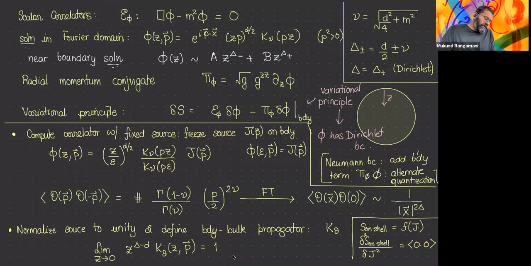So you can just write down an appropriate propagator that propagates you from a boundary point into the bulk, which I'll call K delta. And I'll normalize it by demanding that as I go to the boundary, after stripping off the power of z to the delta minus, this K delta is 1. This power is just z to the delta minus.